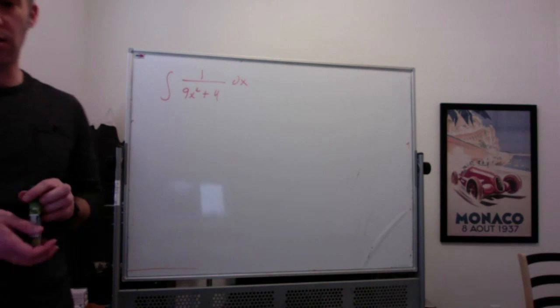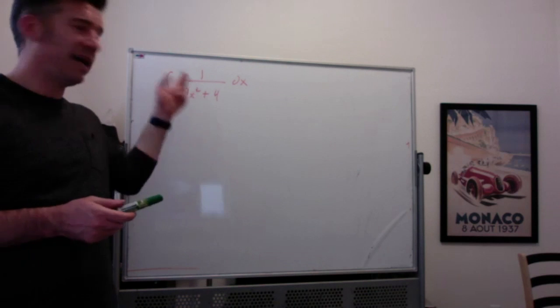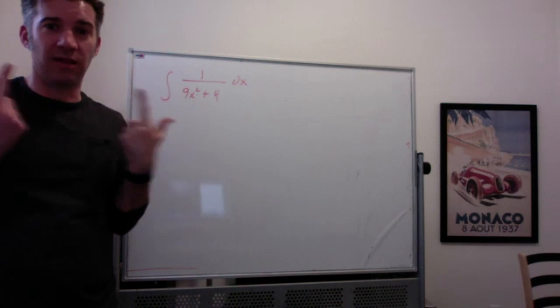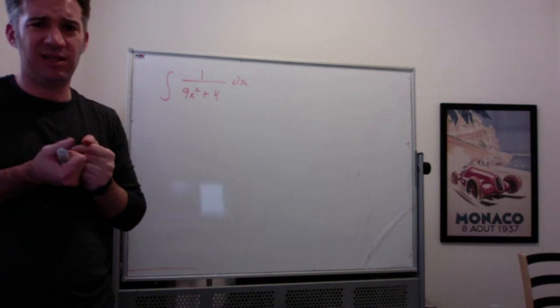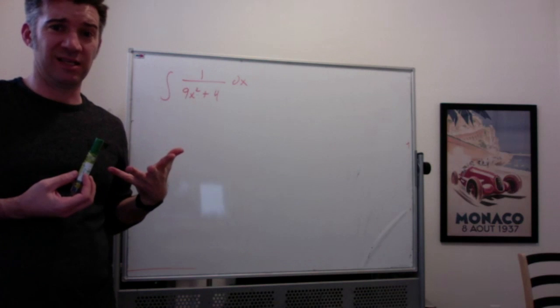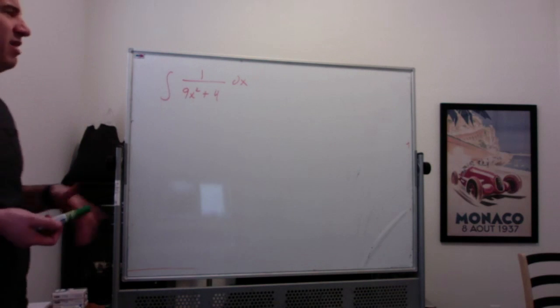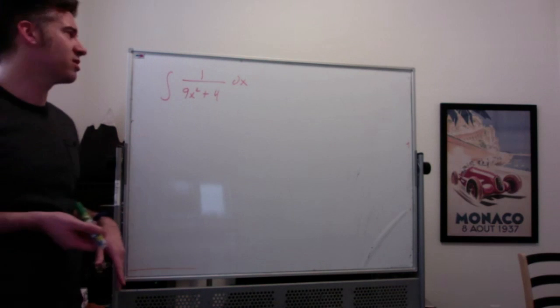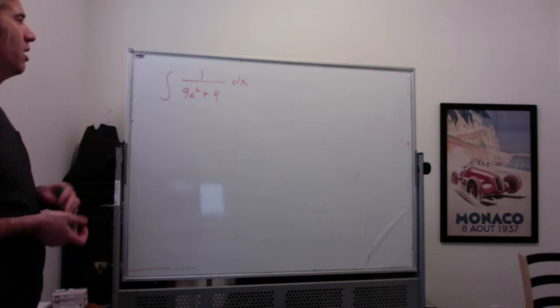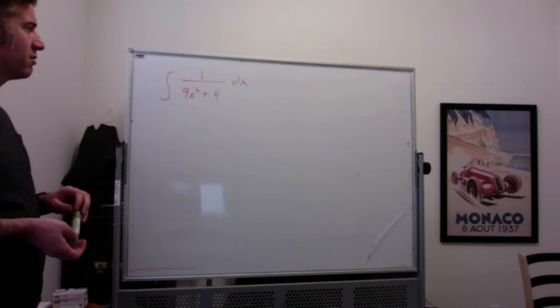What I see here is arctangent. I really am ignoring the 9 and the 4 for a second, saying, oh, I'm seeing 1 over x squared plus 1. I know the integral of 1 over x squared plus 1 is arctangent of x. But now I have to adjust for these stupid coefficients. I really hate that 4 there.